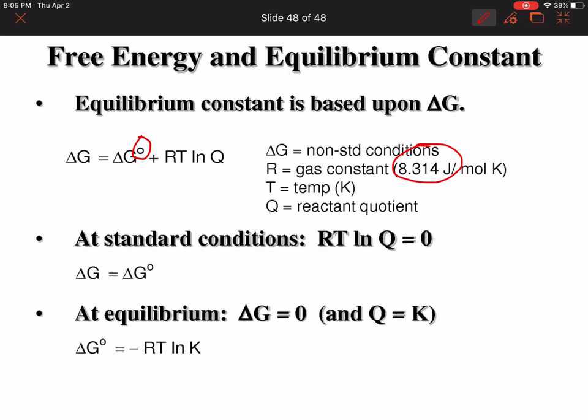And at equilibrium, that delta G standard equals negative RT times the ln of K, because at equilibrium, Q equals K. I believe this equation is on your reference table. You can check that though, that delta G equals the negative RT times ln of K. And that's going to relate my Gibbs free energy to my equilibrium constant. Okay, so that's everything from Unit 7.